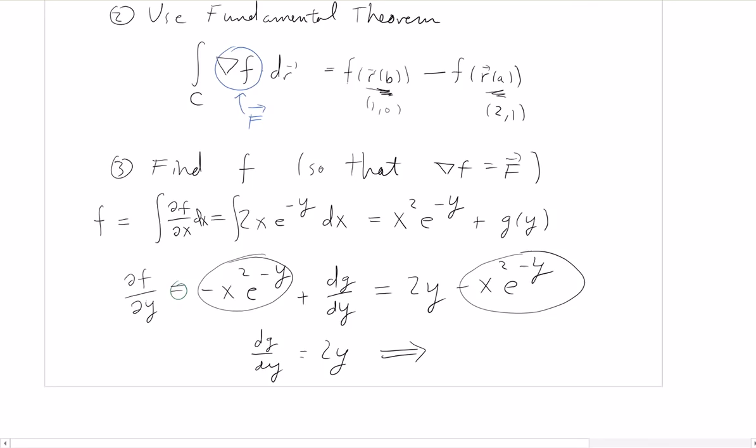And so now integrate this equation. Now g is y squared. Again, plus a constant, but now it's a for real constant. Since we already took care of the x information, this is a constant that actually doesn't depend on any variables. And let's just assume the constant is 0. That's okay in these types of problems.